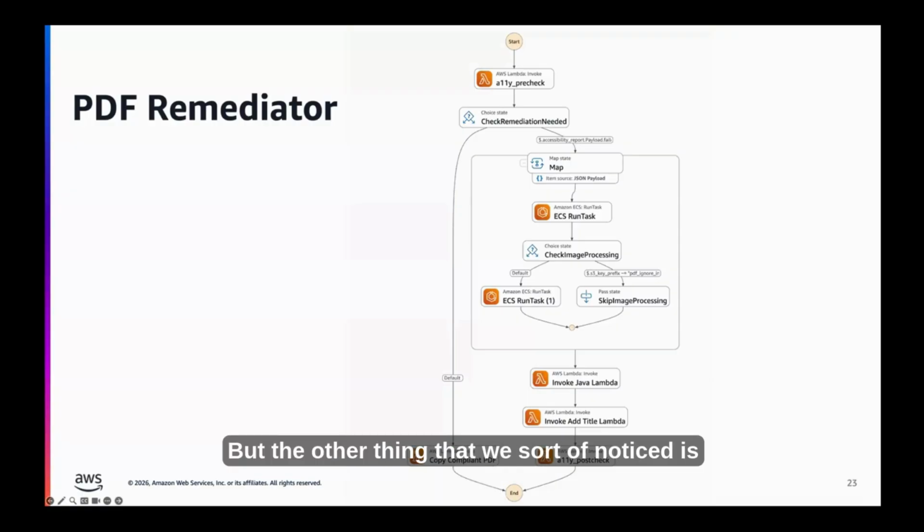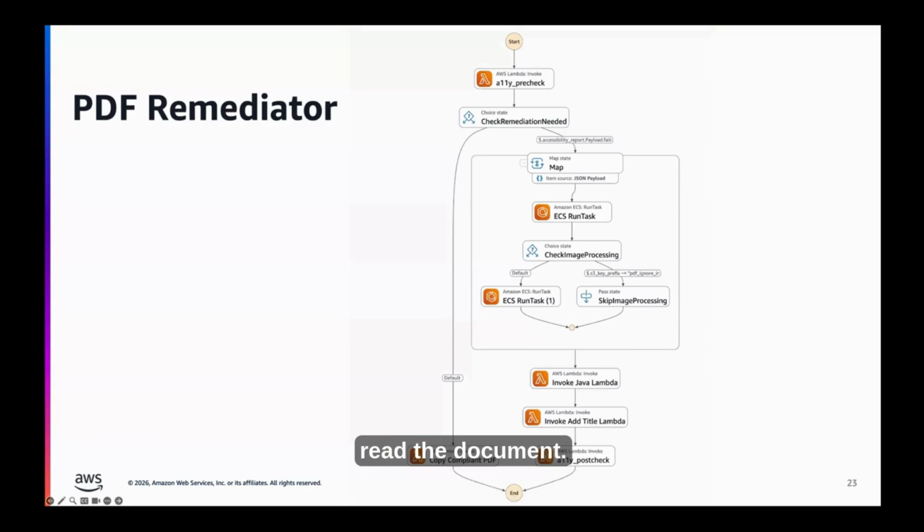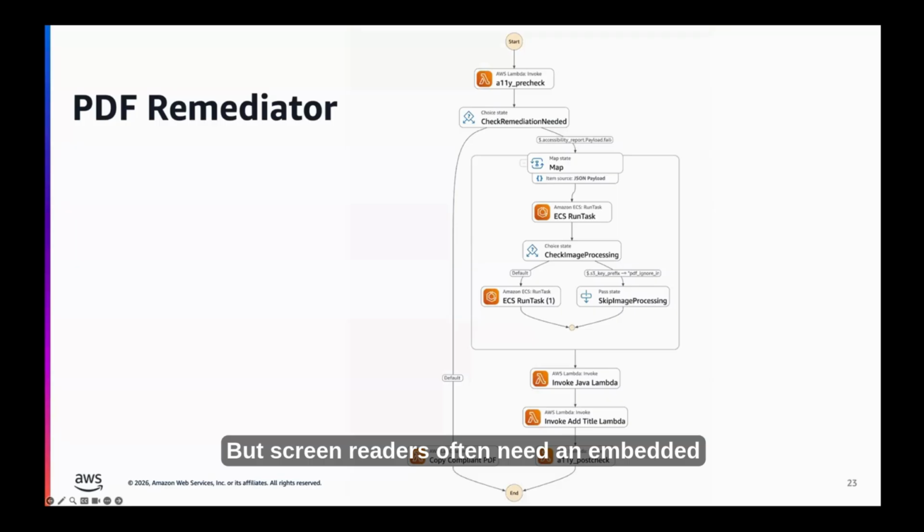But the other thing that we noticed is there's an element of accessibility documentation where you're creating a metadata title for the document that, again, sighted people are going to see the name of the document and then read the document. But screen readers often need an embedded title of the document in it. We created a skip step because a lot of our repository submitted elements already have good metadata titles. So why not skip it?